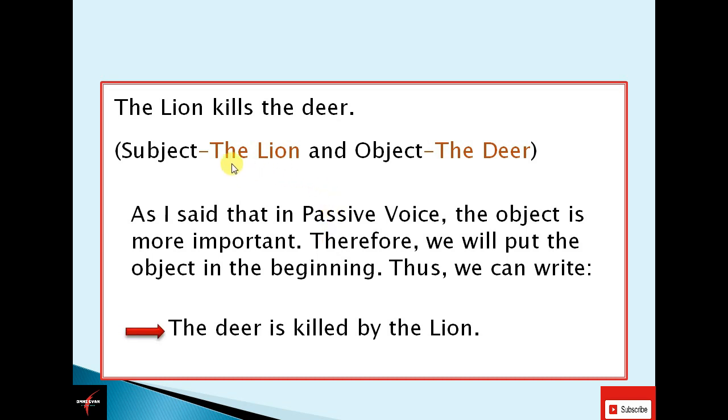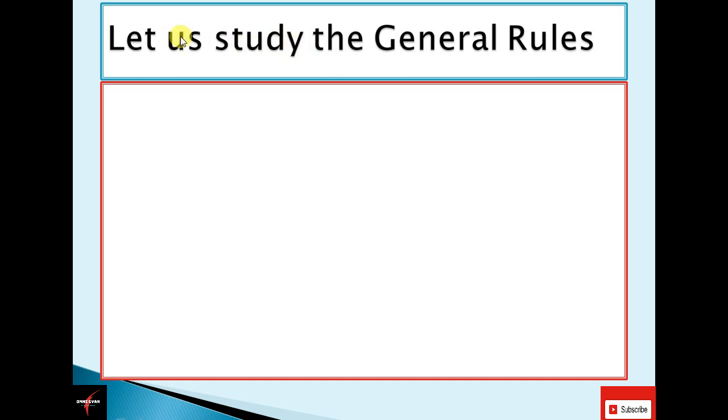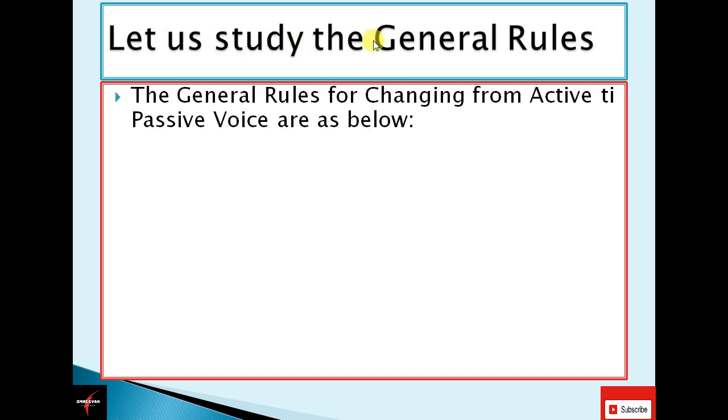You can take note in your copies. You can pause the video also. Let us move on. Now let us study some of the general rules. The general rules for changing from active to passive voice are as below. These general rules are for when you change from active to passive, not passive to active. Passive to active voice we will learn later. As for today, we will do only sentences that change from active to passive voice.